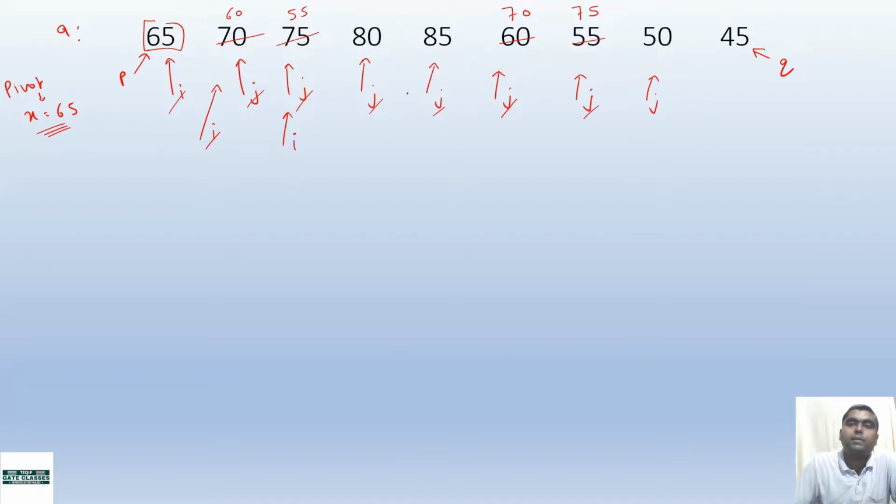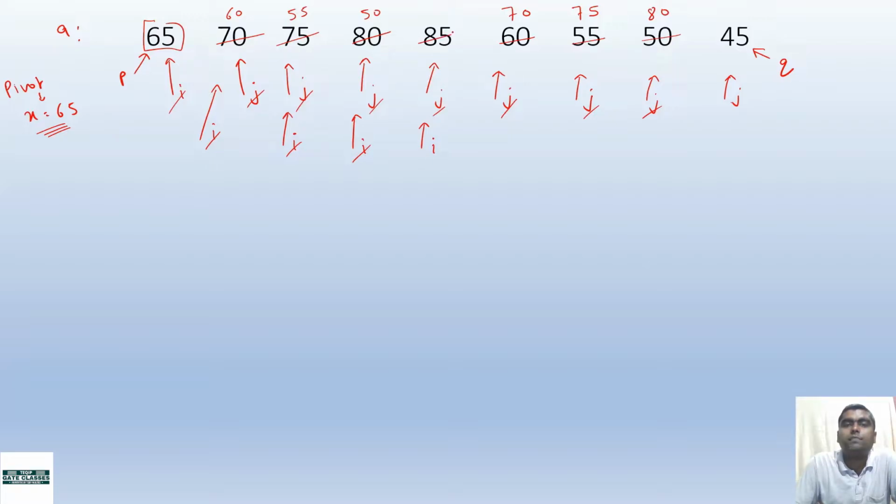Then j will increase further, the loop is going on. a of j is 50, 50 is less than the pivot element, so again i will be increased here, and we will interchange a of i and a of j. So at this place 50 will come, and at this place 80 will come. Next time j will be incremented, so j has reached the end. a of j is 45, 45 is less than our pivot element, so just increase i and interchange a of i and a of j.